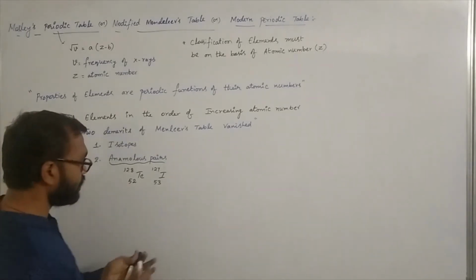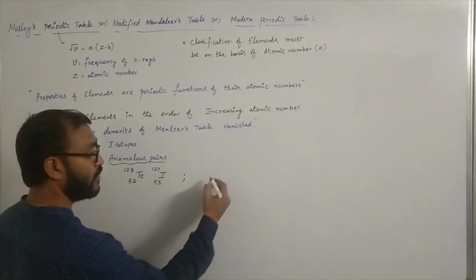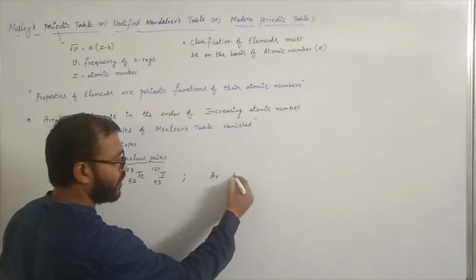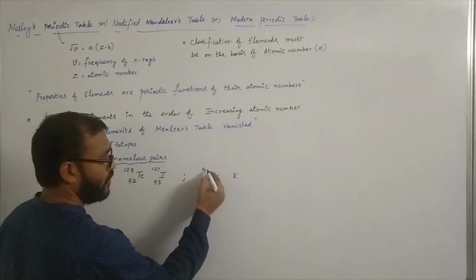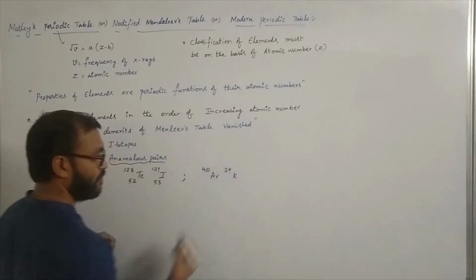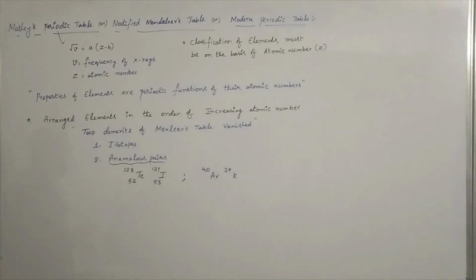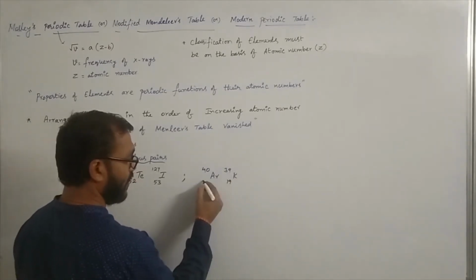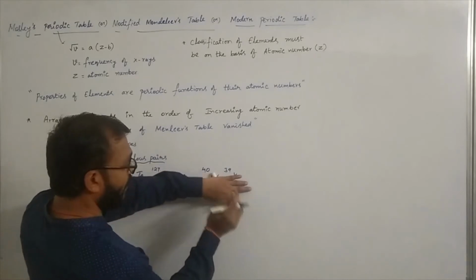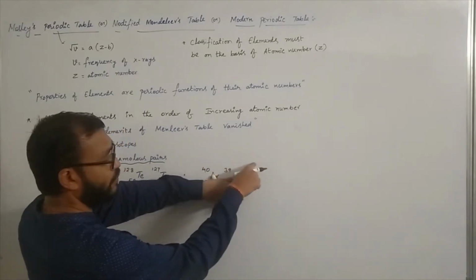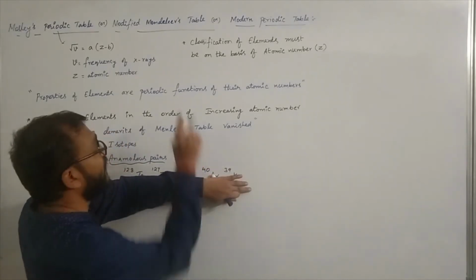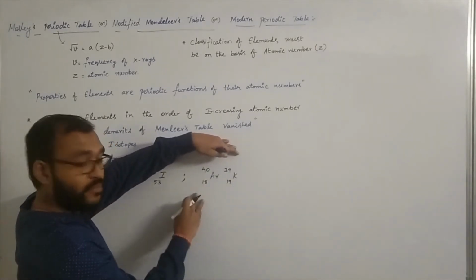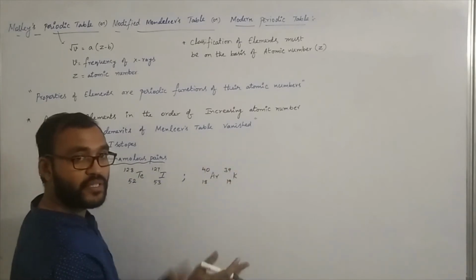Similarly, another: argon and potassium. Argon 40, potassium 39. But if you see the atomic numbers, potassium is 19 and argon is 18. According to Mendeleev, I need to place argon after potassium. But according to Moseley, argon must be placed before potassium. So that anomaly also vanished.